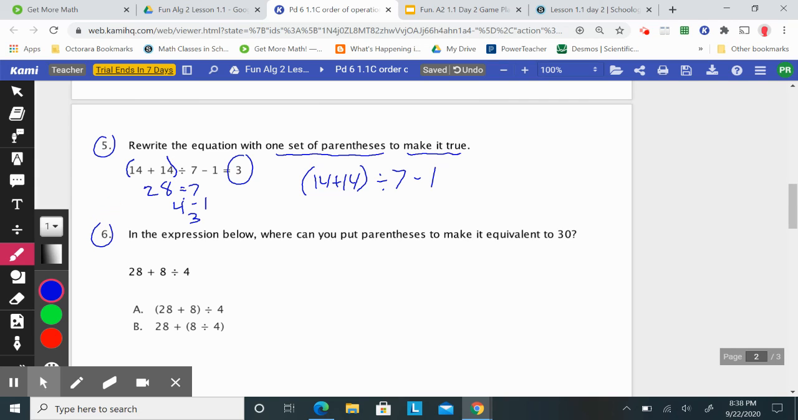Then number 6, in the expression below, where can you put parentheses to make it equal to 30? So they have it multiple choice. You could put parentheses around the 28 and 8. That would be 36. 36 divided by 4 is 9. Or if you do B, 8 divided by 4 is 2. 28 plus 2 is 30. So B would be the correct way.